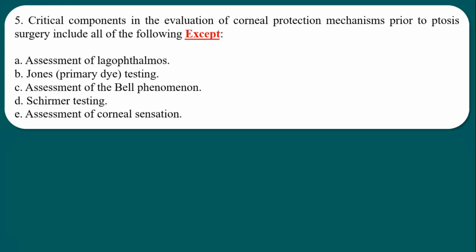Critical components in the evaluation of corneal protection mechanisms prior to ptosis surgery include all of the following except: assessment of lagophthalmos, Jones primary dye testing, assessment of the Bell phenomenon, Schirmer testing, assessment of corneal sensation.